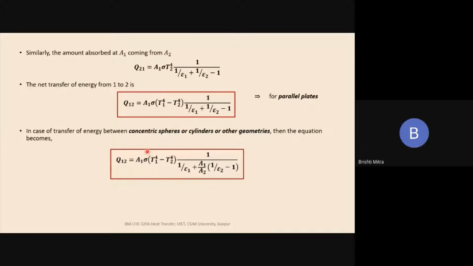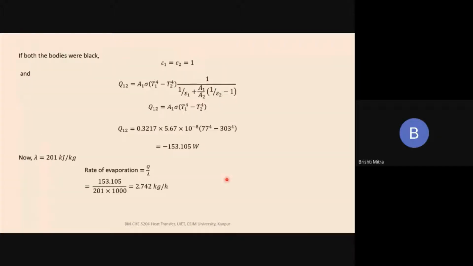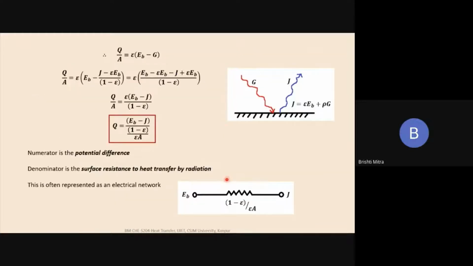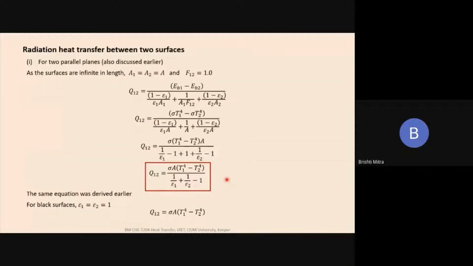And we had also seen that for concentric spheres or cylinders or other geometries, Q12 is equal to A1 sigma T1 to the power 4 minus T2 to the power 4 divided by 1 by epsilon 1 plus A1 by A2 times 1 by epsilon 2 minus 1. We will try to see how we can get this one from a general expression also. So the general expression is the easiest way to solve the problem. Now, before we go into that, let us still do a little more simplification of this one.